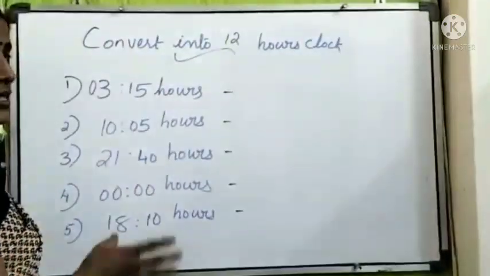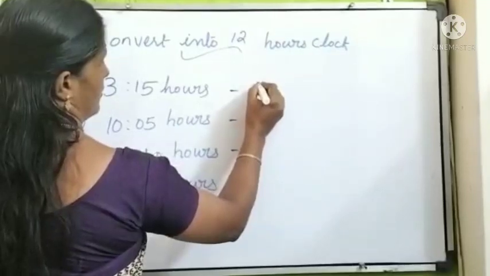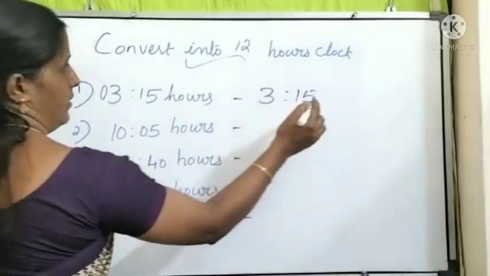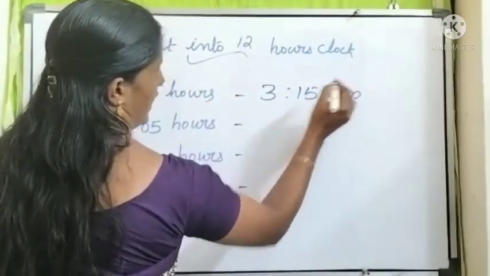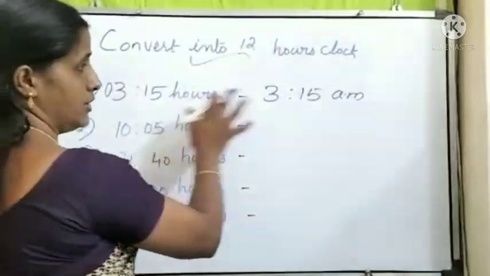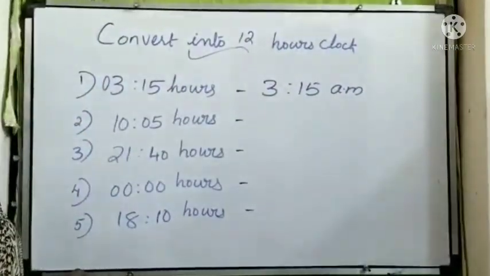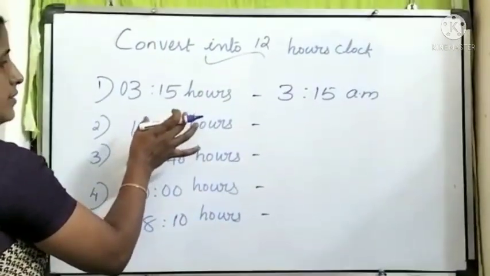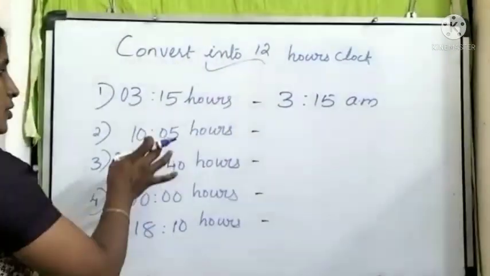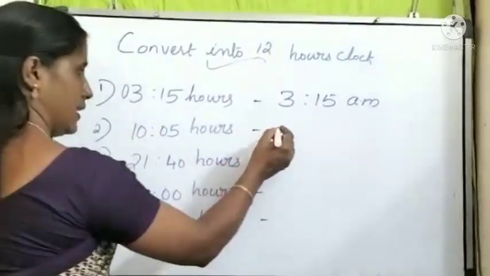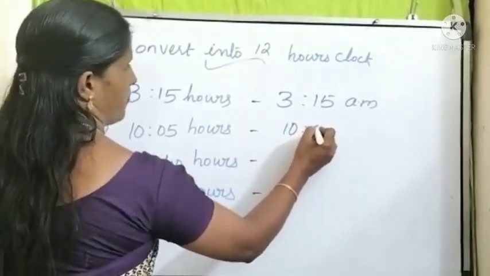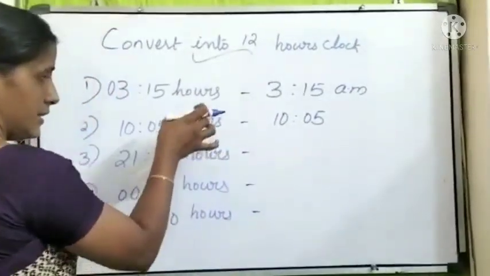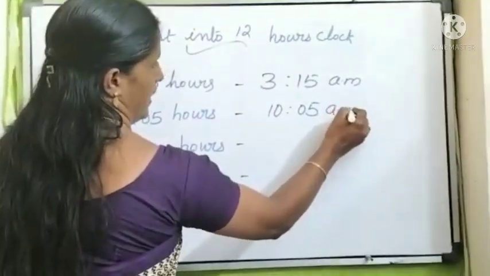The morning time is the same in 12 hours clock. So 3:15. That time we have to mention as morning time, AM. Only that is the difference. Here we mention hours, but here we mention AM. So the next question, 10:05 hours. Here also the morning time is the same in 12 hours, but the only difference is that instead of hours we have to mention AM.